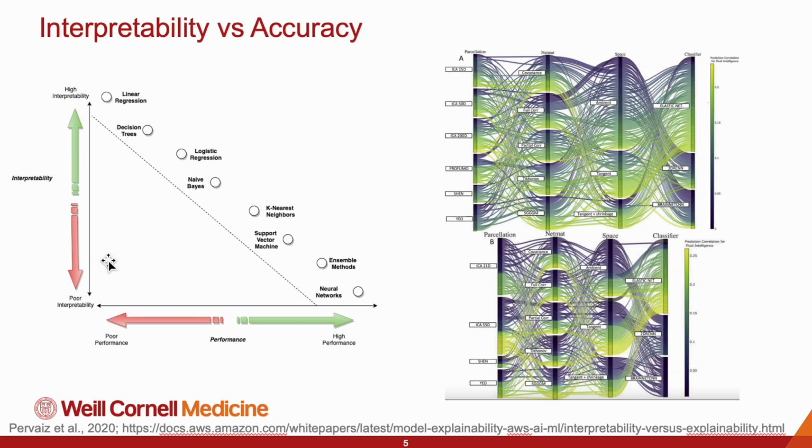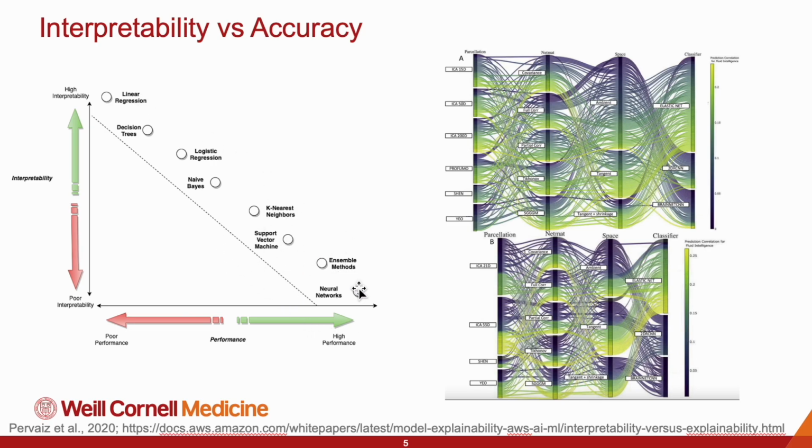And machine learning techniques generally exist on a spectrum between interpretability and accuracy. On one end of the spectrum, we have simple models like linear regression and decision trees, and these models are highly interpretable, meaning we can easily understand and explain how they make the predictions. However, they may sacrifice some degree of accuracy when dealing with complex nonlinear relationships in the data.